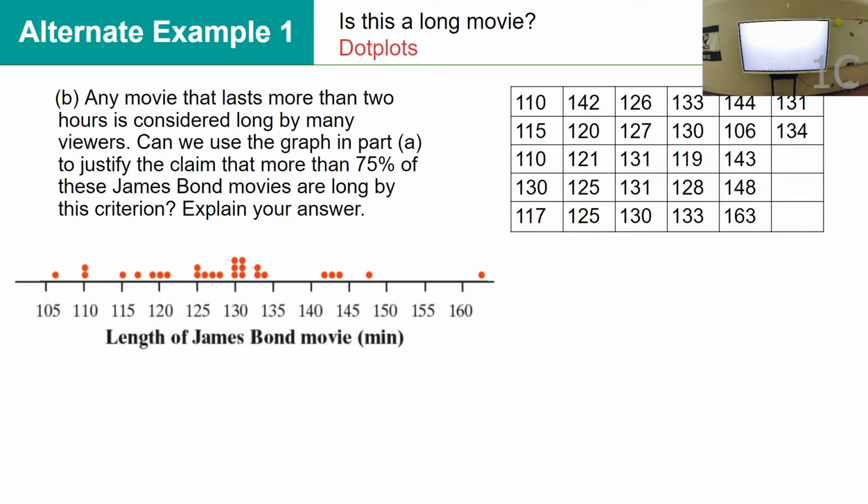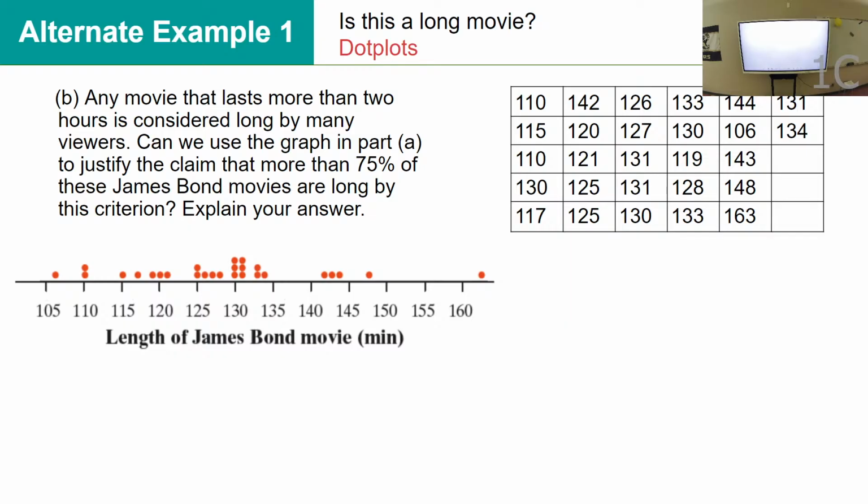Here's a good question. They're not getting this question. Any movie that lasts more than 2 hours is considered long by many viewers. This guy, if it's over 2 hours, I'm not going to a movie theater. Can we use the graph in Part A to justify the claim that more than 75% of the James Bond movies are long by this criteria?